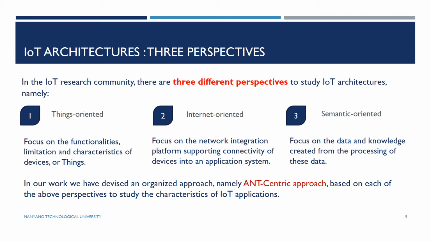namely the things-oriented perspective, which focuses on the functionalities, limitations, and characteristics of the devices or the things. On the other hand is the internet-oriented perspective, which focuses on the network integration platform supporting connectivity of devices into application systems. And the third perspective is the semantic-oriented perspective, which focuses on the data and knowledge created from the processing of this data. Starting from these three different perspectives that we adopted from the IoT research community, in our work we have devised an organized approach, namely the A and T centric approach, based on each of the above perspectives to study the characteristics of IoT applications.